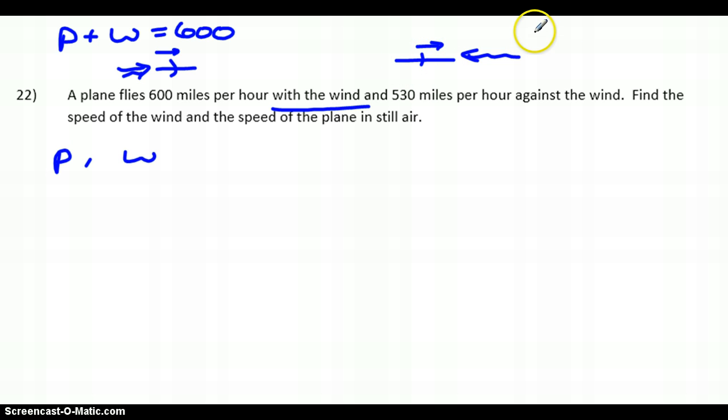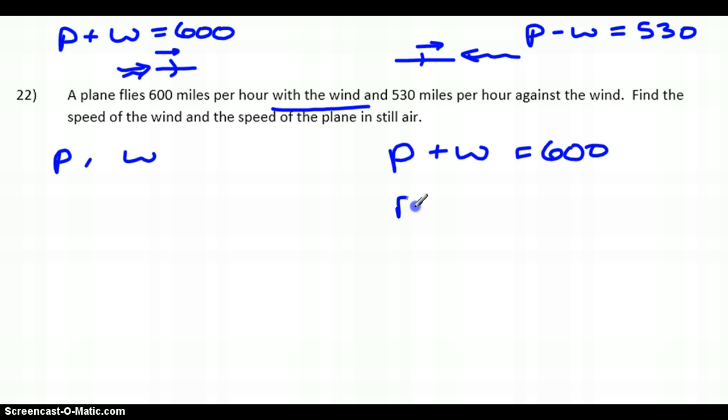And so the speed here, we're going to have the plane speed being slowed down by the wind speed for that net speed of 530. So that's our set of two equations right there. P plus W equals 600 is the first equation, and P minus W equals 530 is the second equation. Again, I'm going to leave that one off, not solve it, but if you ask me, that's a really good setup for the addition method of elimination, because those would just eliminate if you added them up. Okay, let's set up the next one.